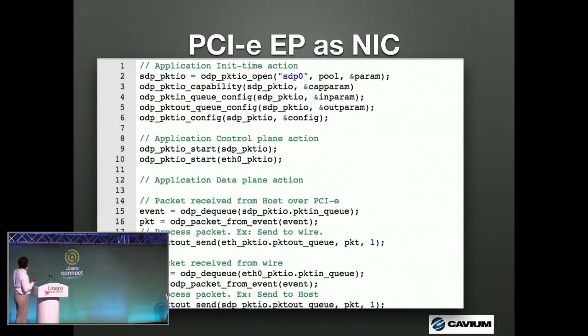So we were able to use this existing API as is pretty much without any changes to hook up our PCI data plane. And now we have a situation where the ODP application running on the endpoint is acting like a miniature L2 switch, if you will.